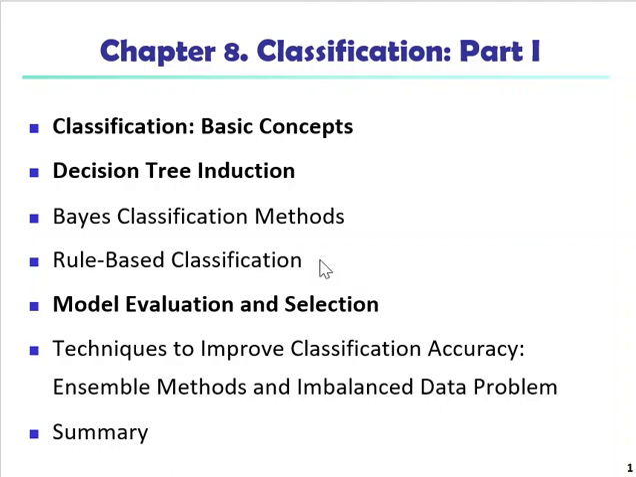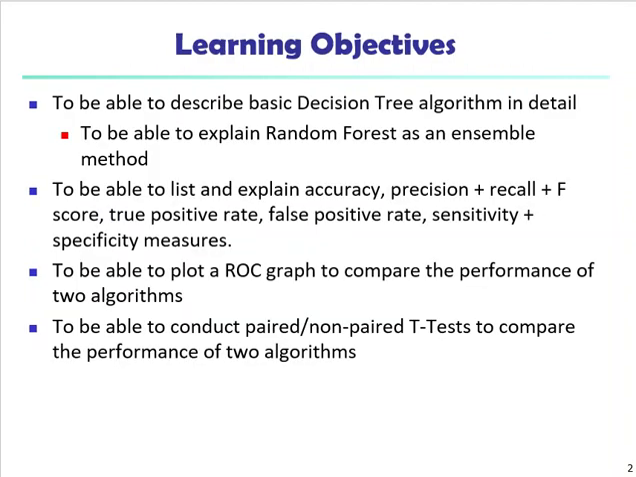Next week, we're going to cover 2 other methods, Bayesian classification and rule-based classification. And we're going to talk about a variety of techniques to improve classification accuracy. And we're going to talk about the imbalanced data problem and how to address it. Okay. So, learning objectives for this week.